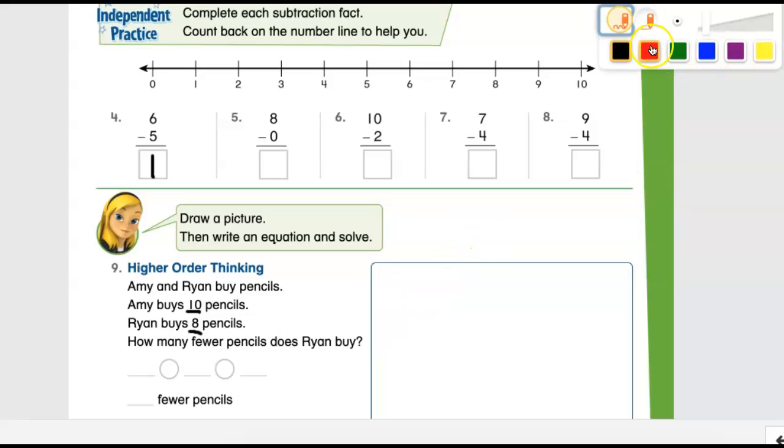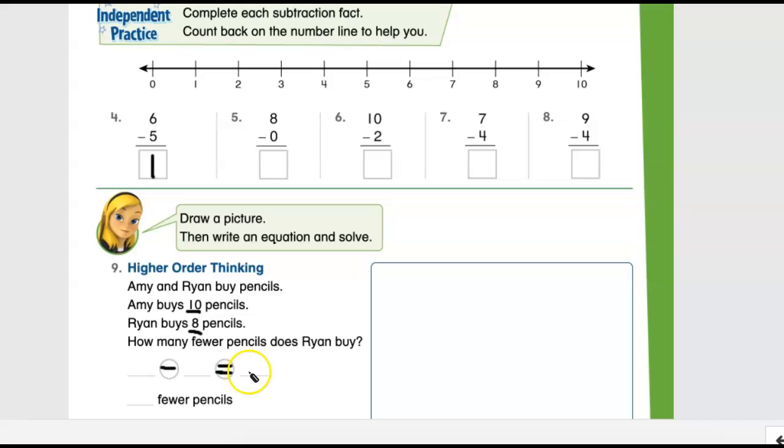Then it wants you to draw your equation below. So you'll notice our circles are where our symbols go. So we are subtracting, so I'll fill in your symbols with you. And then our answer is going to go after our equal sign. So you will put your answer here, and then also put your answer here where it says blank fewer pencils.